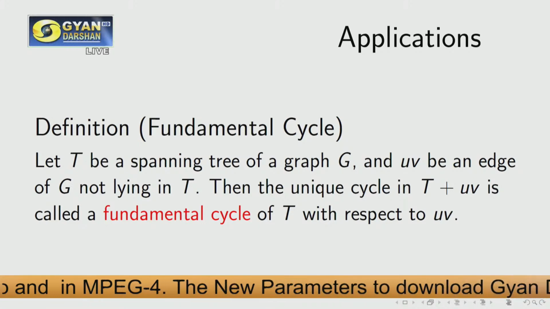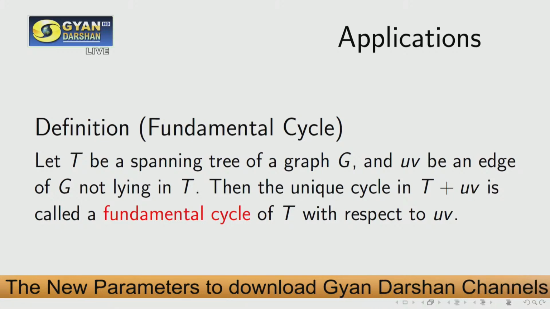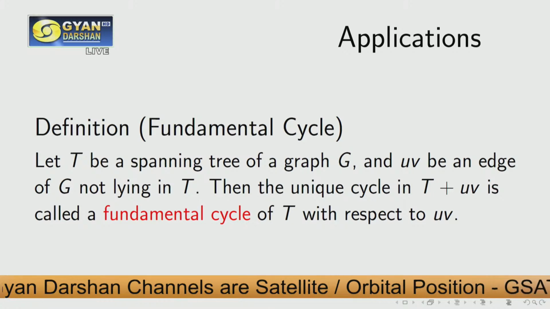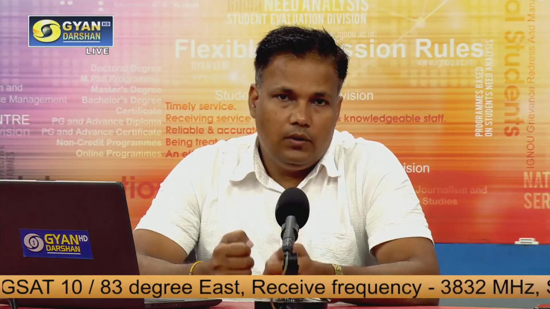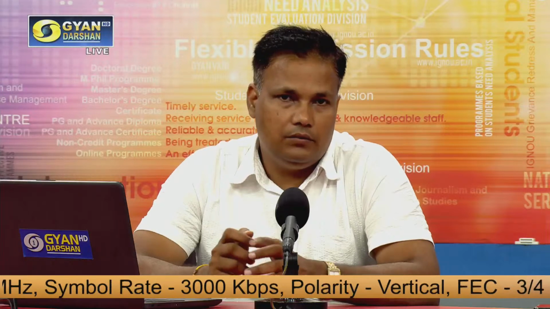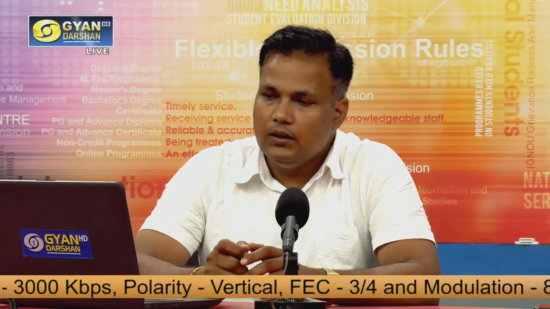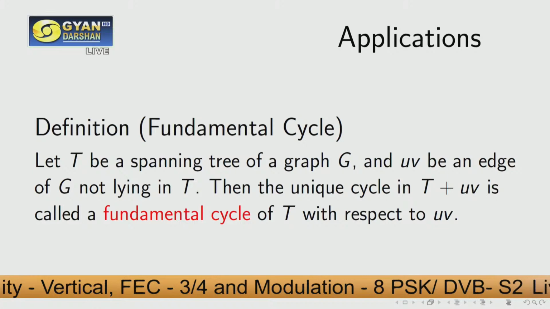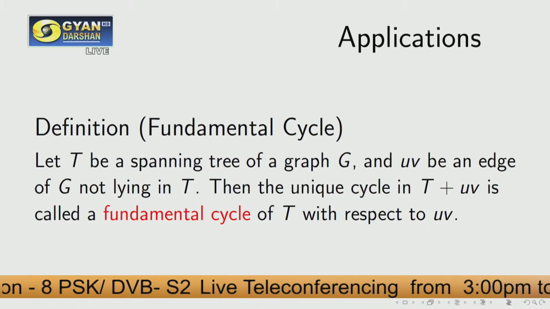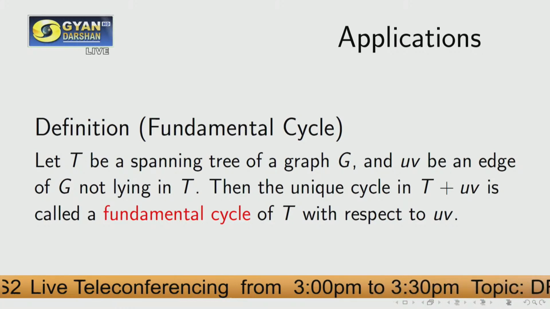Then the unique cycle in T plus UV is called a fundamental cycle of T with respect to the edge UV. You may recall that since T is a spanning tree, it has no cycle. So if you add one more edge to this, we will get exactly one cycle. This unique cycle is called the fundamental cycle of T with respect to the edge. We shall see how to find fundamental cycles using the DFS algorithm, with a slight modification of the DFS algorithm.